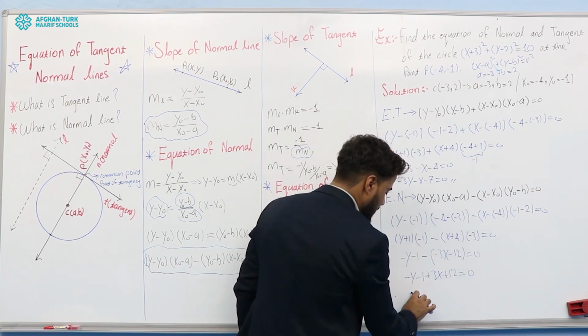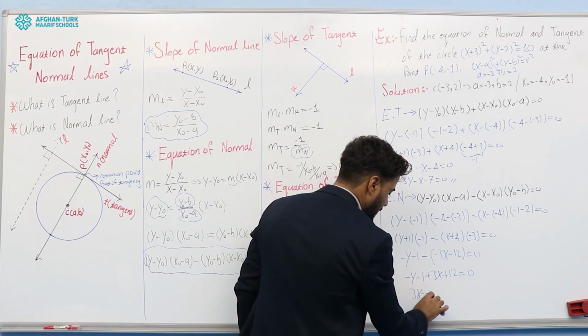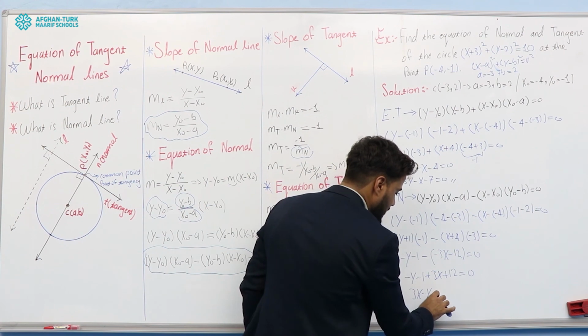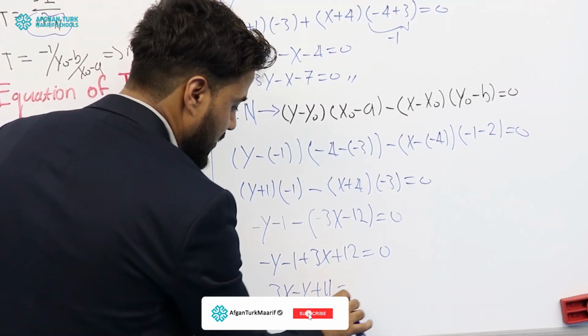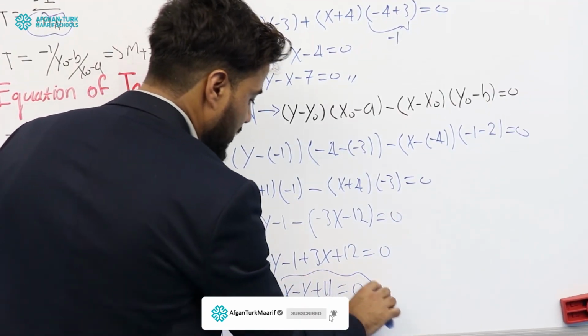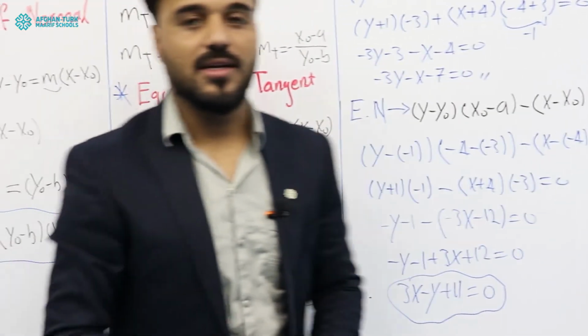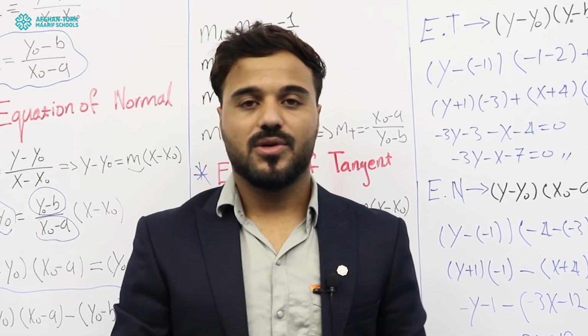So you can write this equation like this: x minus y, and 12 minus 1 is equal to 11, which is equal to 0. This is the equation of normal of that circle. Dear students, that was our today's lesson.